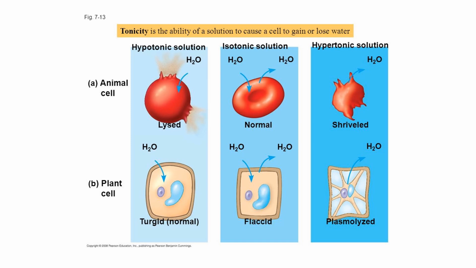So here we can see some examples. We have the hypotonic solution on the left, and this is where the animal cell may lyse, but the plant cell and the bacterial cells are happy. Then you have the isotonic solution in the middle. This is where our animal cells like to be. And then the dreaded hypertonic.